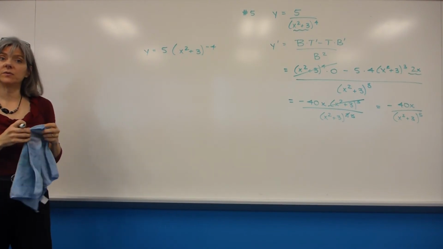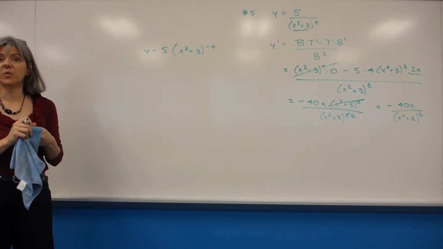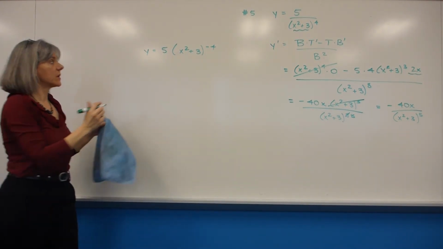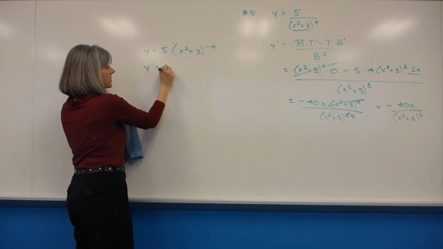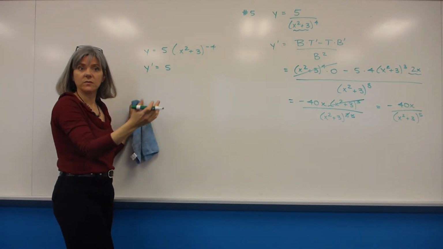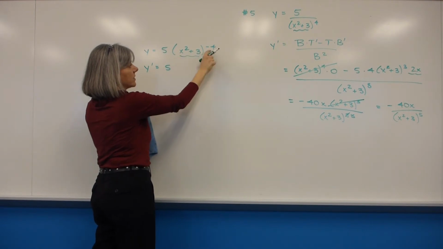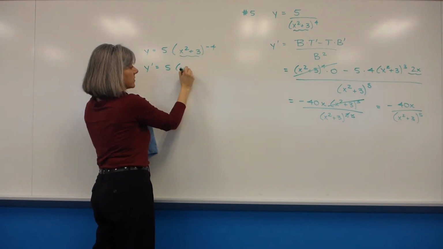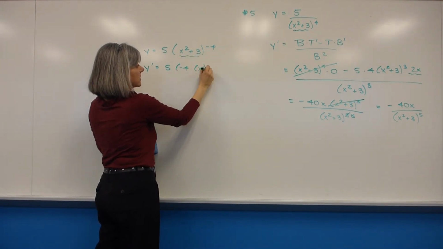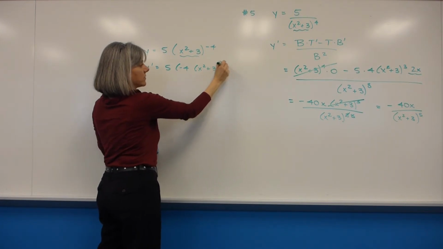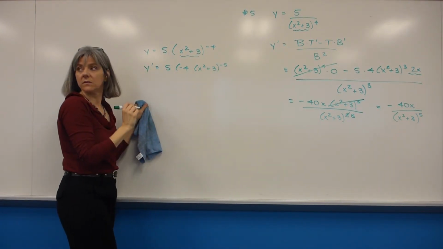Now it's just a chain rule, right? Is there any quotient rule to do? Is there any product rule to do? No. So the derivative, 5 times, that carries through. What is the derivative of this one? Negative 4 times this to the negative 5.